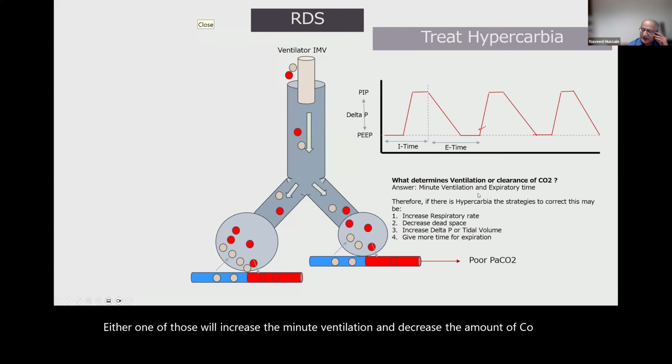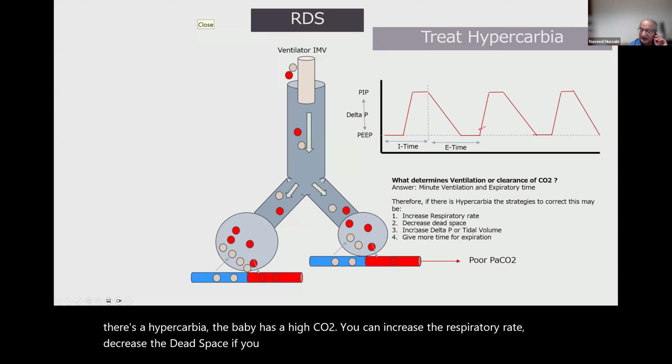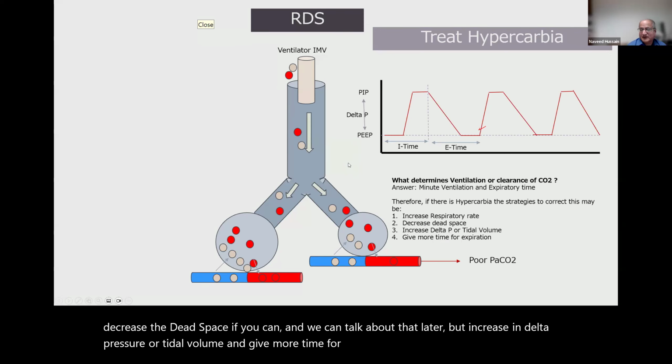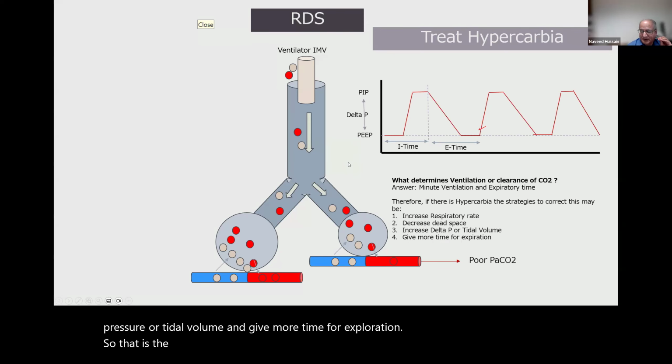So if there's hypercarbia, where the baby has a high CO2, you can increase the respiratory rate, decrease the dead space if you can, and we can talk about that later, increase the delta pressure or tidal volume, and give more time for expiration. So that is the strategy for managing high CO2 on the ventilator.